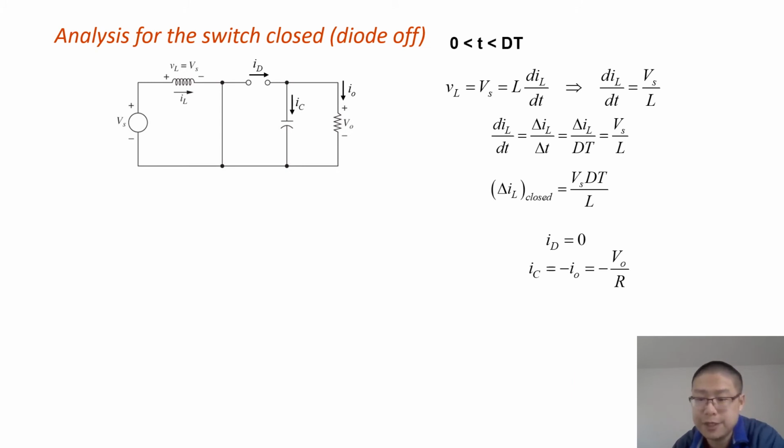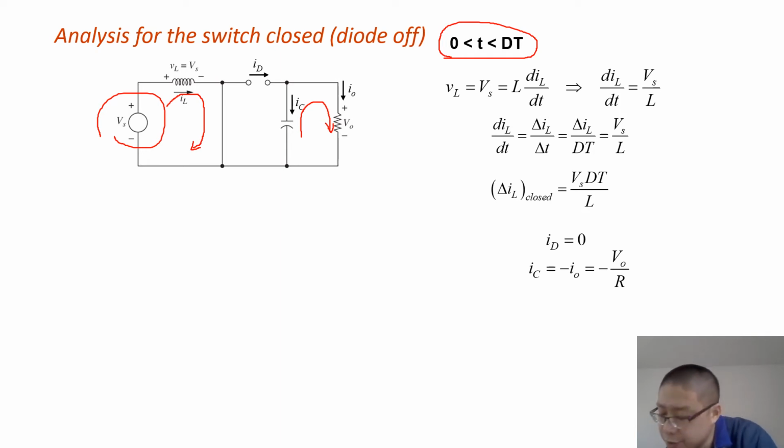So we finished analyzing the circuit when the switch is closed. When the switch is closed, the voltage source is charging the inductor, and also the capacitor is discharging, supplying power to the load. That is when time is between 0 to dt. And question 11 asks you to plot the waveform. So now let's plot the waveform together.